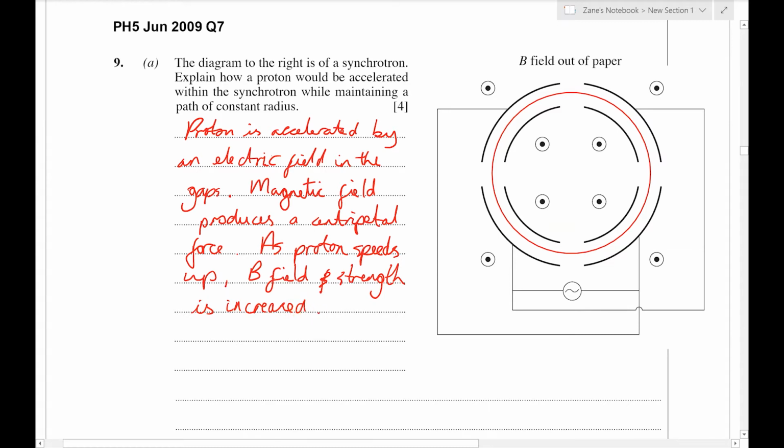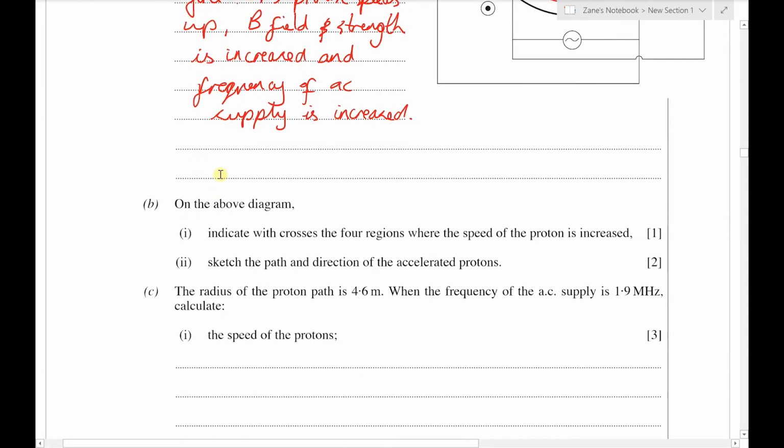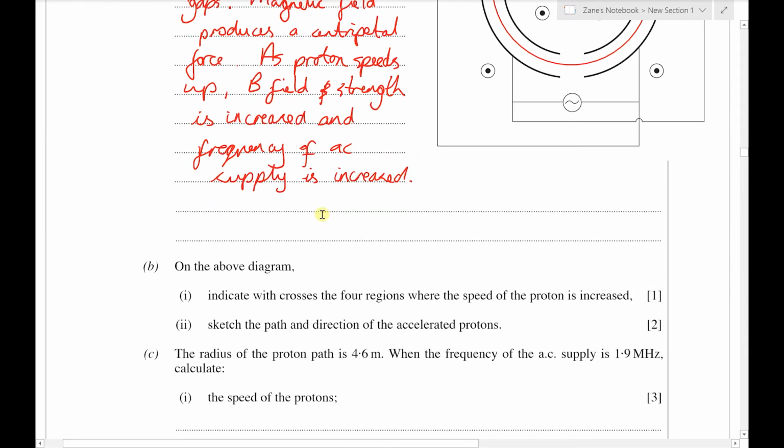But also at the same time we have to increase the frequency of the AC supply that we see here, so that the relative polarity of the drift tubes is correct every time the proton leaves the tube. So let's just continue that by saying, and the frequency of the supply is increased.